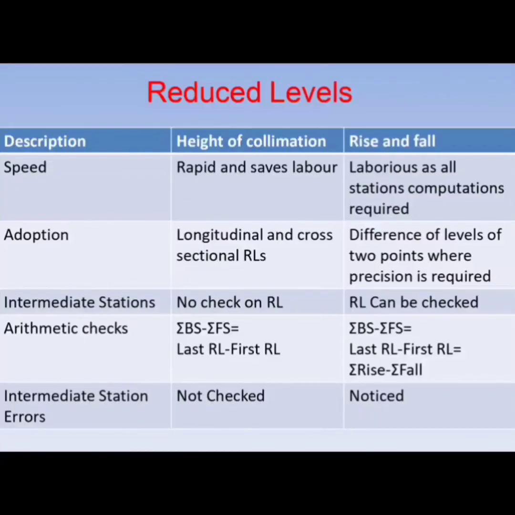Arithmetic check: sigma BS minus sigma FS is equal to last RL minus first RL. In the case of the rise and fall method, an additional check of sigma rise minus sigma fall should also equate to the other parameters. Intermediate station errors cannot be checked in the height of collimation method. In rise and fall, intermediate station errors can be noticed.